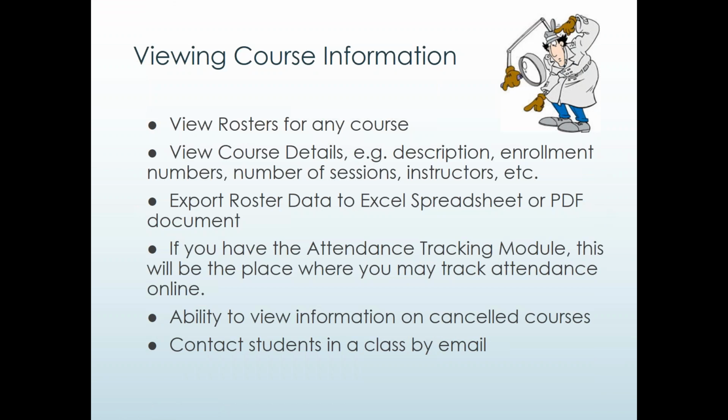Okay. You can view detailed course information in Staff Web Access, viewing rosters for any course, the description, enrollment numbers, max number of participants, the waiting list, and you can then view the instructor information as well. You can export the roster to an Excel spreadsheet or a PDF document. This is also the area, if you have the attendance tracking module, where you would be able to track attendance, and I believe the grade book as well.